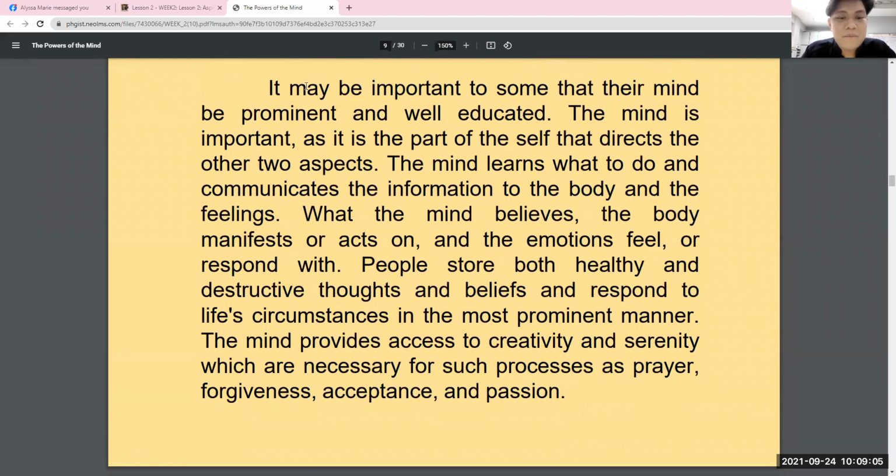Okay, so ito yung point dito is what the mind believes, the body manifests and acts on. The emotions feel and respond to it.